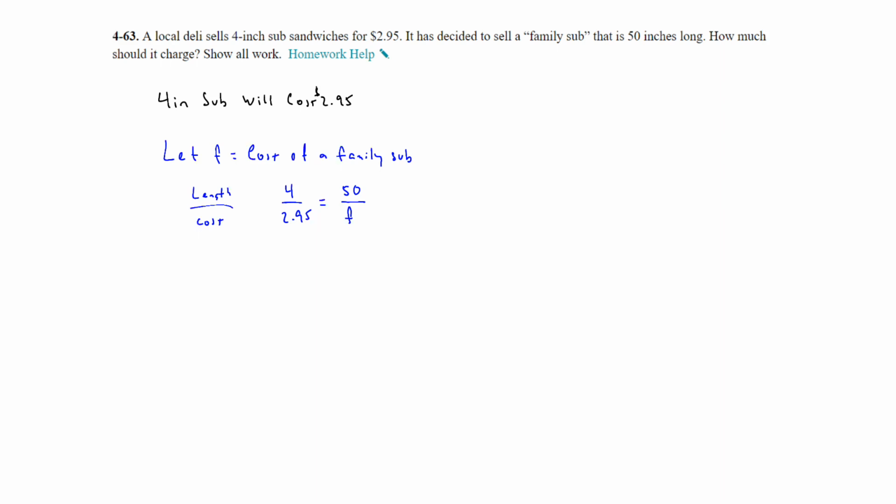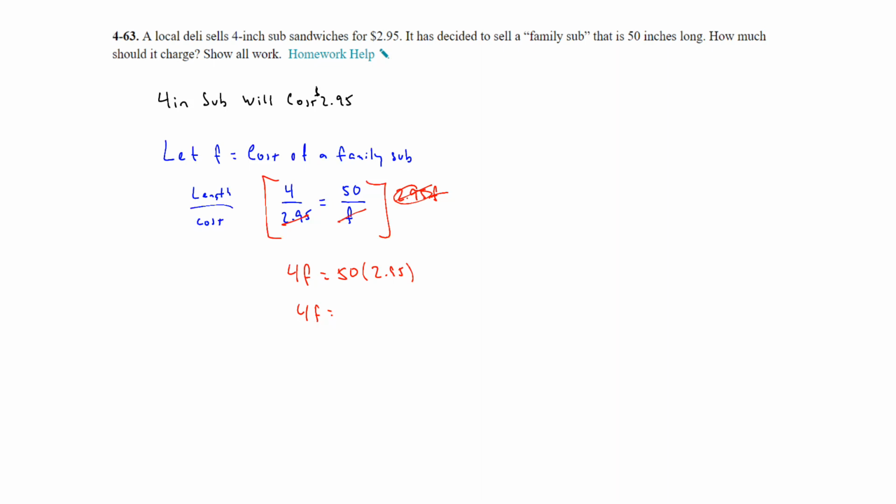So there's the equation, and we can set it up as a proportion because we want the cost to be the same based on the 4-inch sub costing $2.95. You can multiply both sides by the denominator so that we can cancel each of those. So $2.95 times F. If we do that on the left side, the 2.95 will cancel with the 2.95, and you'll just be left with 4 times F. And then on the right-hand side, the F will cancel, but you'll be left with 50 times $2.95. So now we have a pretty simple equation we can solve.